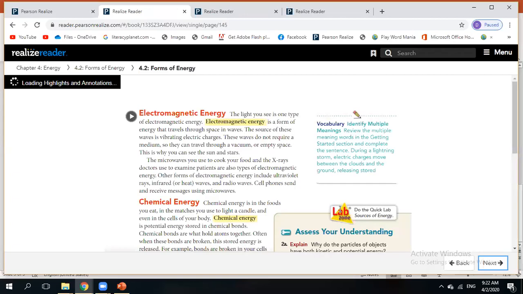Electromagnetic energy is a form of energy that travels through space in the form of waves. These are electromagnetic waves. We'll discuss this in detail, inshallah, next year in grade 8. These are waves that can travel either through vacuum or through a medium, and they are accompanied by the release of electric energy and magnetic energy. So electromagnetic radiation or electromagnetic energy.